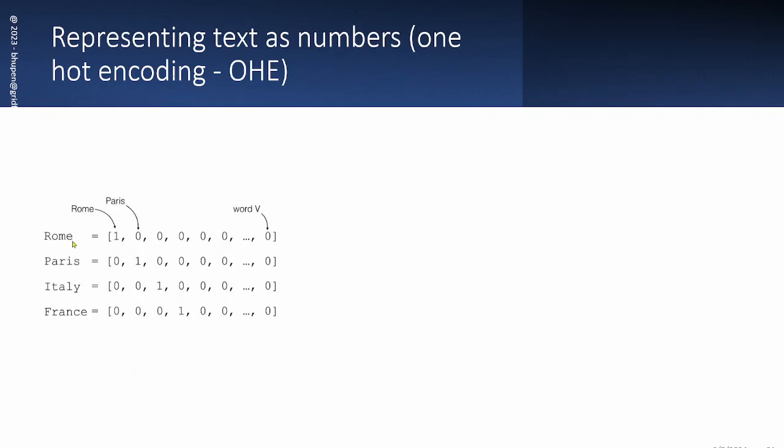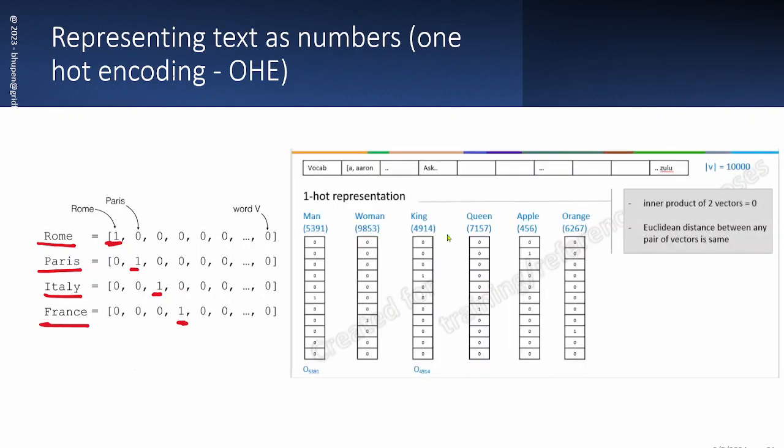Some examples here: let's say you have V number of tokens or words, and each word can be represented using one-hot encoding where every word has a corresponding one in the vector representation. Similarly, Paris has a one here, Italy has a one here, France has a corresponding one. This is one-hot encoding. Another example, let's say here man, woman, king, queen, and apple, and they can be represented using one-hot encoding. And if you notice here, only one place will have the index of one.